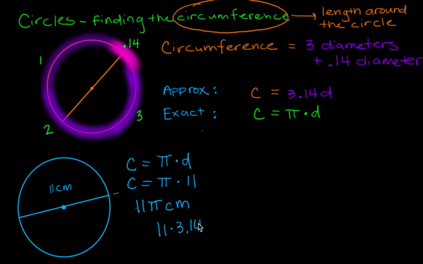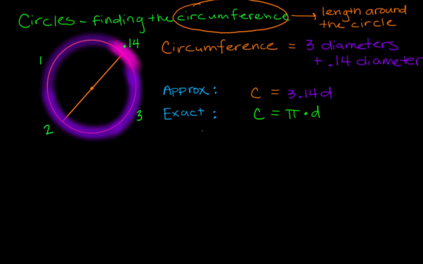And when you multiply 11 times 3.14, that comes out to 34.54 centimeters. And this is our approximate answer. So we have two answers. We have the exact and we have the approximate answers. Okay? All right, so let's try a second problem.